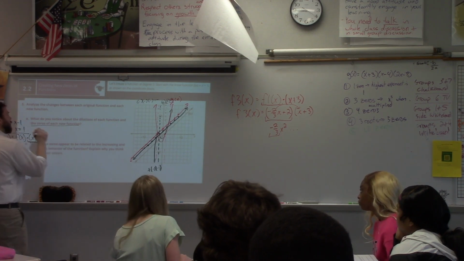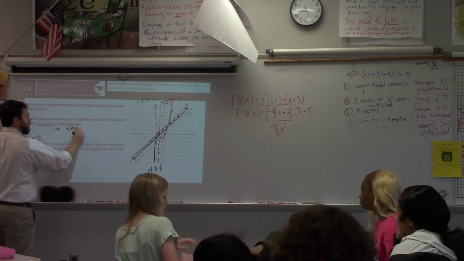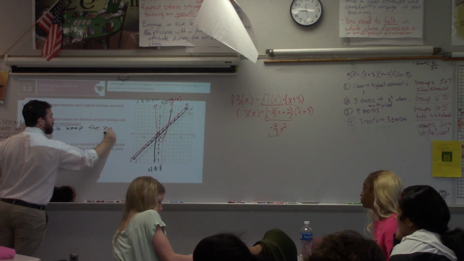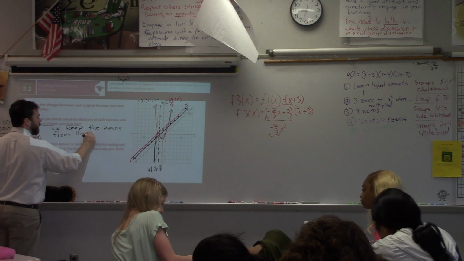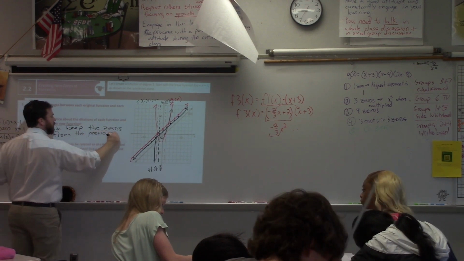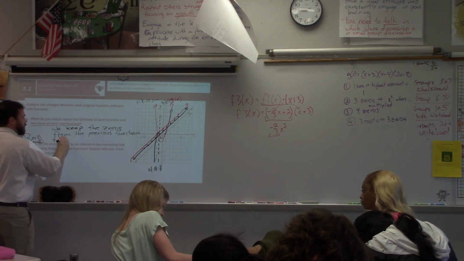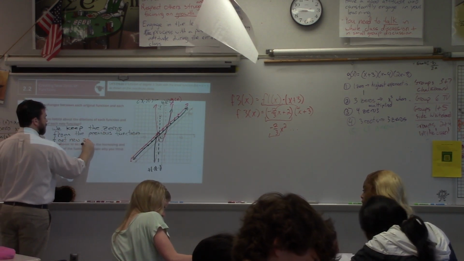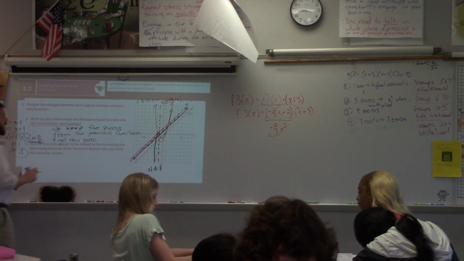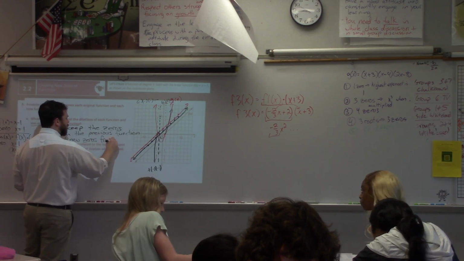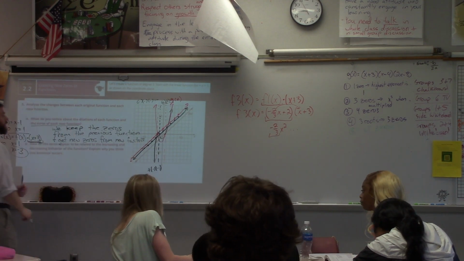What we need to write here and make a note to ourselves is we keep the zeros from the previous function and get new zeros from where? From what? From the new factors. That's it. That's all you have to notice there.